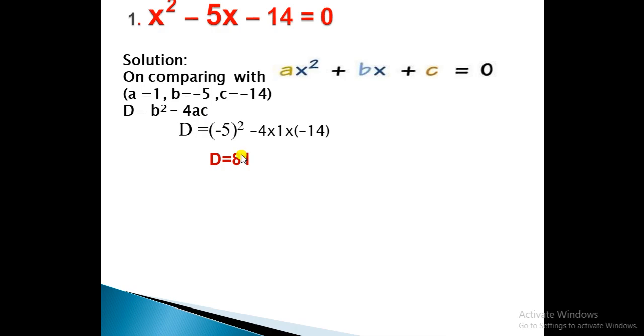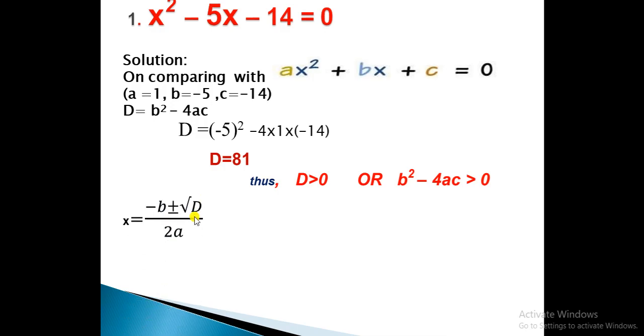What you notice here? Our value of D is positive. That is, we get here D greater than 0. So when D is greater than 0 or positive, what about the nature of roots? For that, let us first find out the roots and see the nature. Use the quadratic formula: x is equal to minus b plus minus under root D upon 2a. First we will take the positive sign and find the value of alpha. Put the values of b, D, a. We will get 5 plus 9 upon 2, that is 14 upon 2.